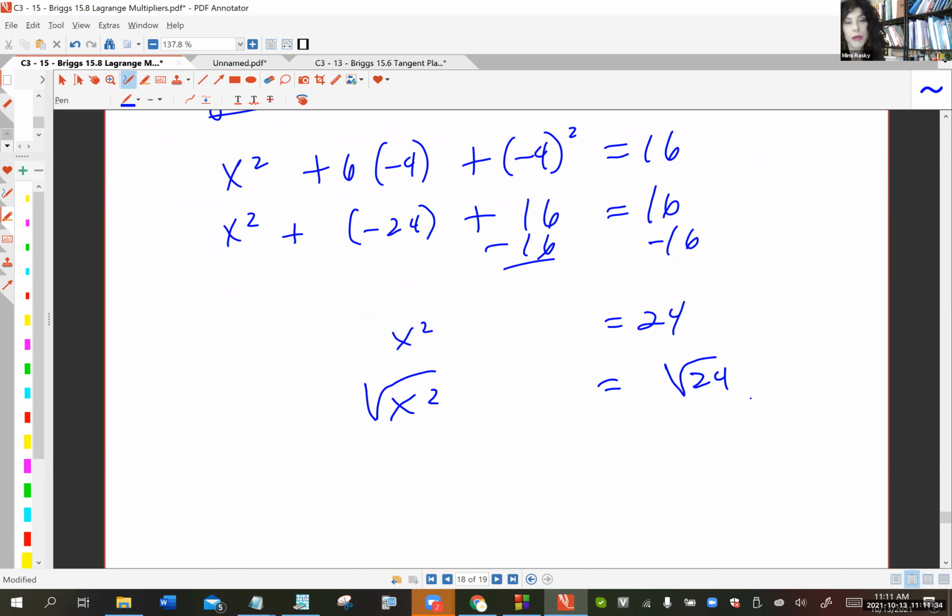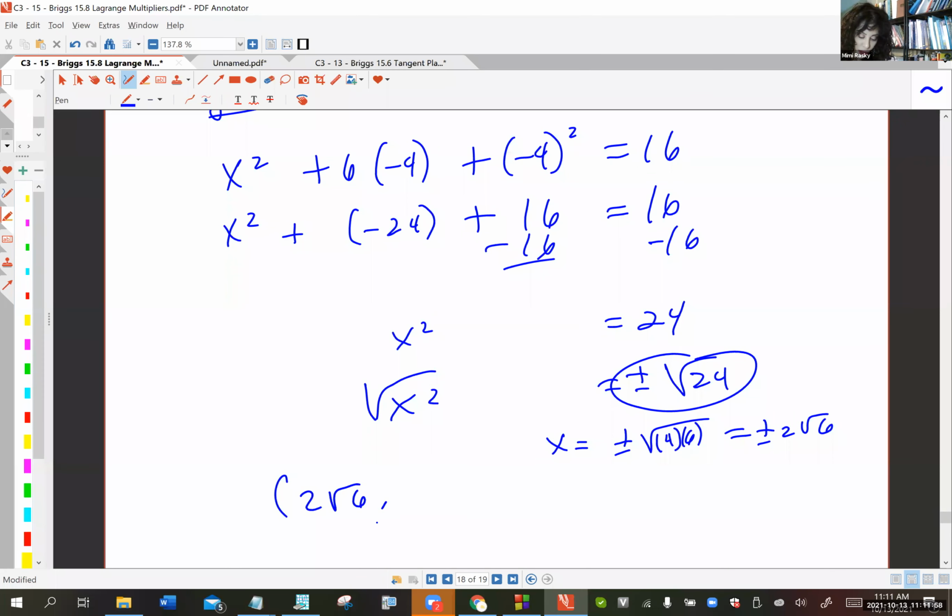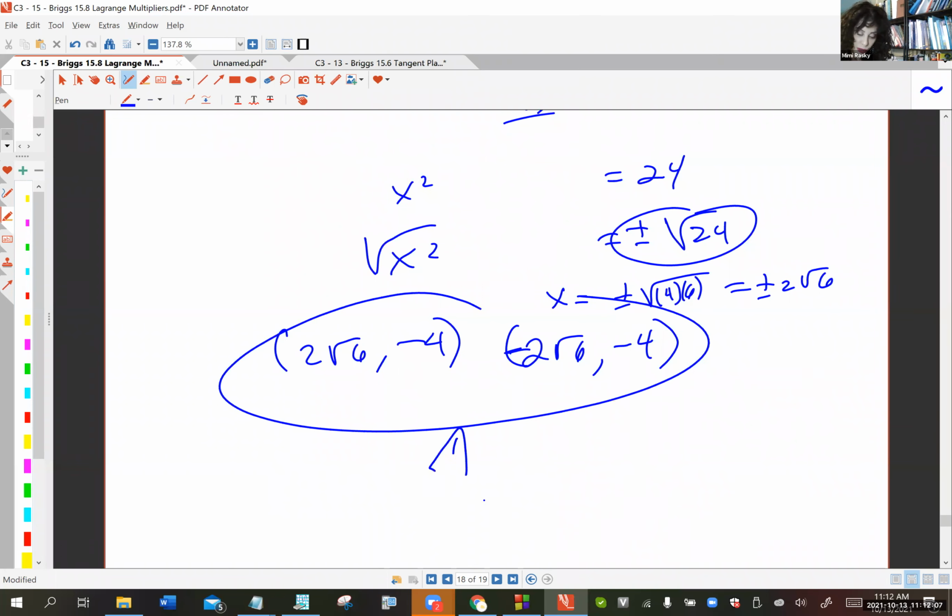But what do you always have to remember when you square root both sides? Plus or minus. Good. And then you want to clean that up a little bit. 24 is 4 times 6, so you can simplify the radical a little bit. x is plus or minus 2 square root of 6. So what am I saying? I'm saying I got 2 more critical points. I got 4 altogether. This is turning out to be a major headache. Yeah, I know. It is.